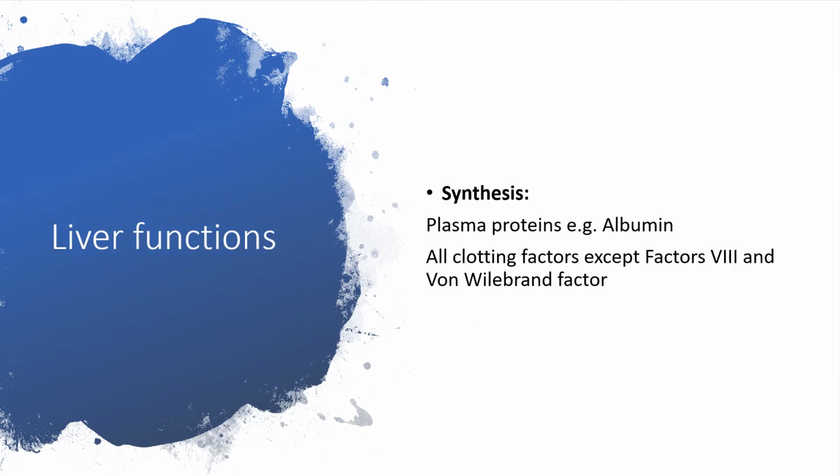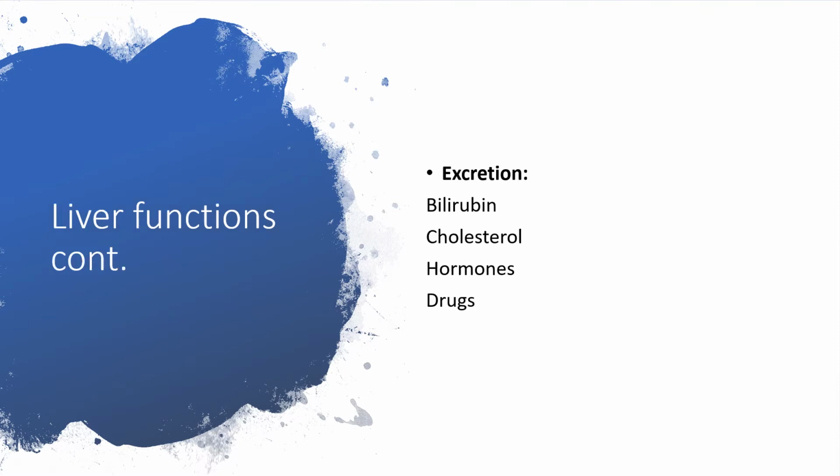Synthetic capability of the liver involves plasma protein synthesis, for example the albumin. All clotting factors are produced in the liver except two, which are factor 8 and von Willebrand factor. As far as excretion is concerned, the liver can excrete bilirubin, cholesterol, hormones, and drugs.